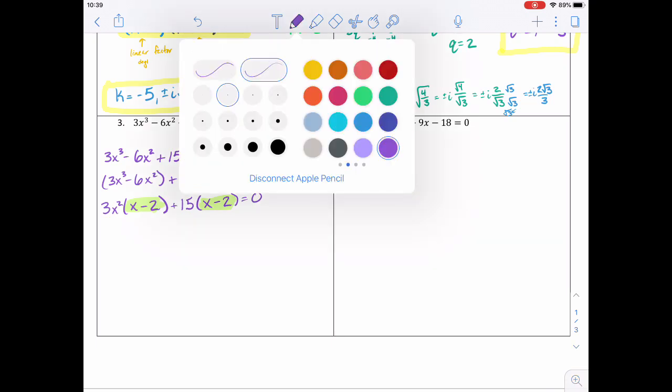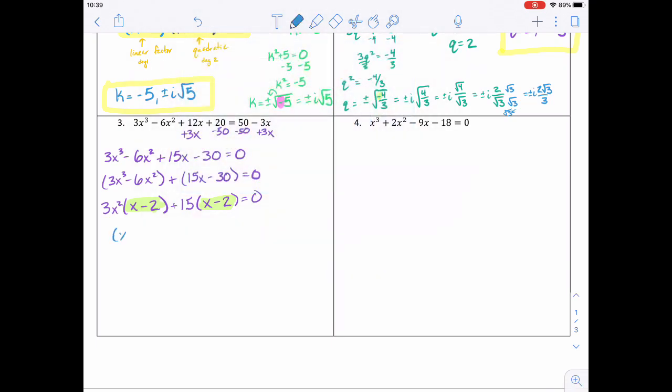So we're going to pull that out to the front. x minus 2, and we're left with 3x squared plus 15. Remember, we get that by basically just erasing our common factors. Literally what is left, that would be 3x squared plus 15.